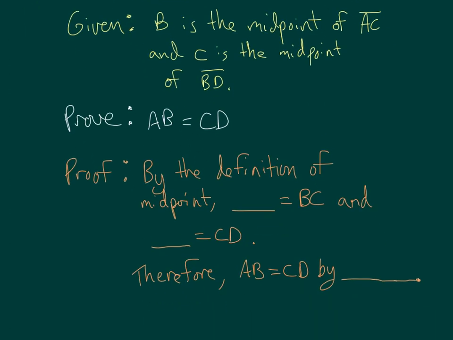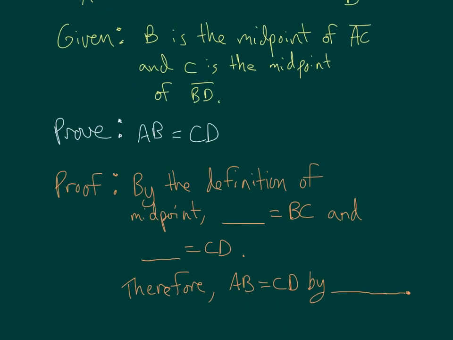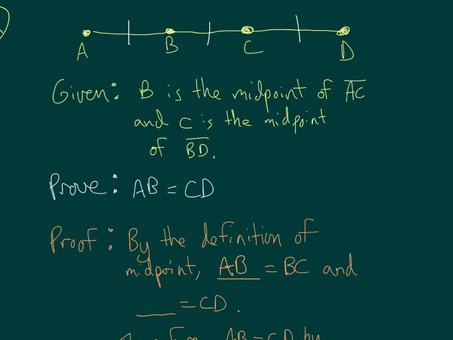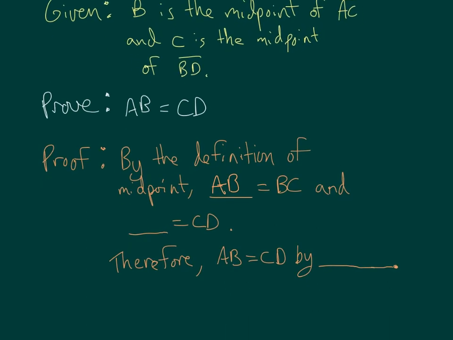Let's start out with the proof and fill in the blank. By the definition of midpoint, we know that BC, from B to C, is the same as from A to B, so we can write that. So AB is the same distance as BC. And what else do we know? We also know that from B to C, that's the same distance as from C to D. So those are equal.